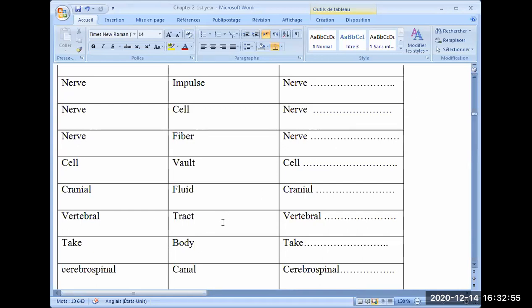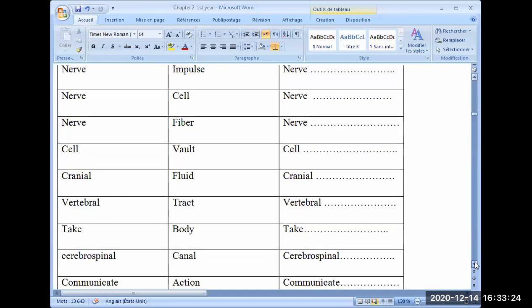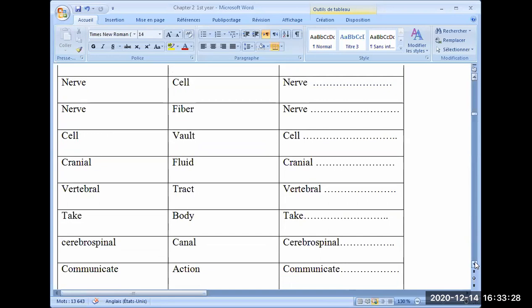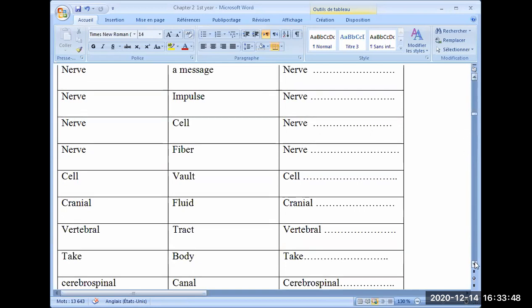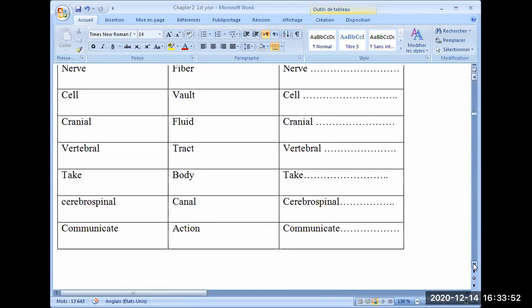Good. Cranial vault, la voûte crânienne, so cranial vault. Good. Vertebral canal. Take action: the nervous system is supposed to take action, to make a response, to do something. Cerebrospinal fluid. And communicate a message. To communicate a message means to convey a message, to transmit a message, to transfer a message.